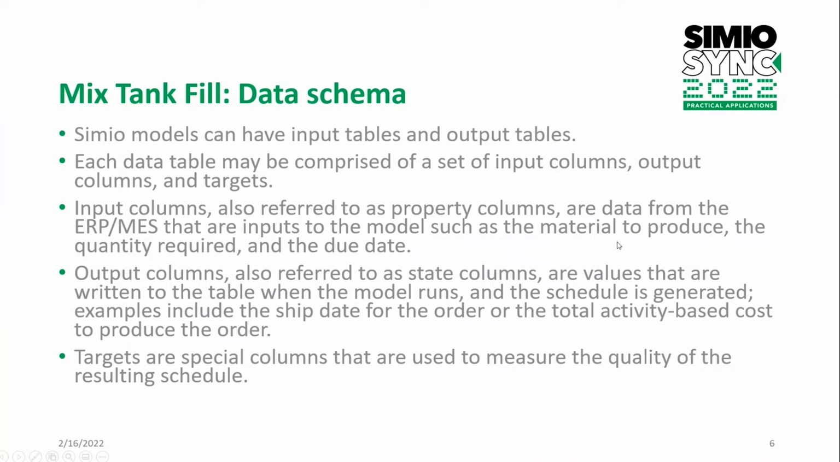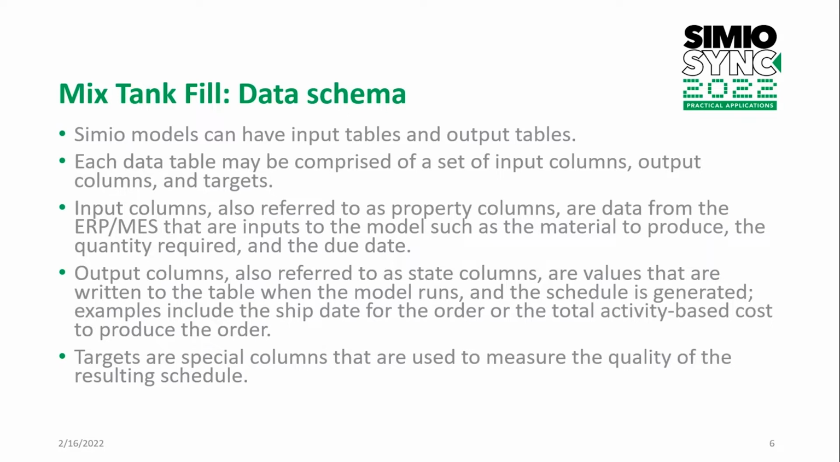Before we do that, let's quickly talk about tables in Simio. For those who regularly use Simio or who have used Simio in the past, this will be a quick refresher. A Simio model can have two types of tables, essentially, input and output. As the name suggests, input tables are used to drive the model and output tables are used to display results as the model runs. Further, input tables could be collection of properties, states, or targets.